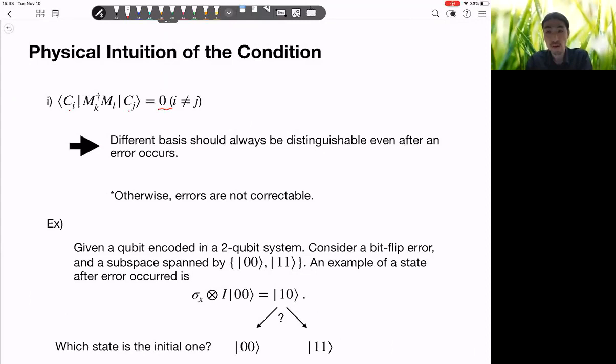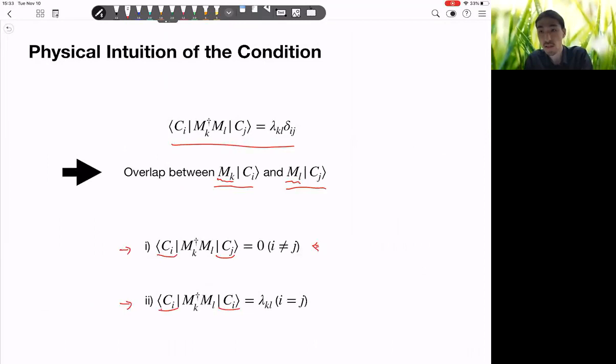The example is as follows. Given a qubit. Could you go back to what CI and CJ are? CI and CJ are states in the cold subspace. And the lambdas are any complex numbers? Yeah.